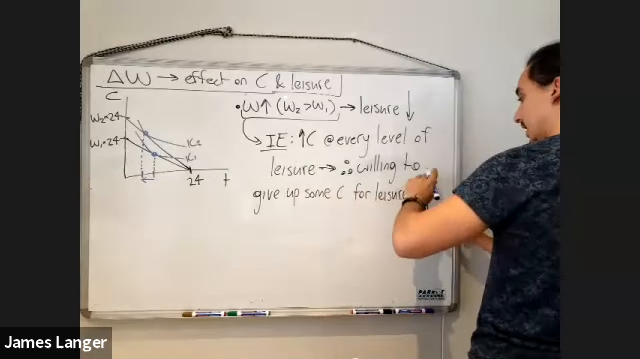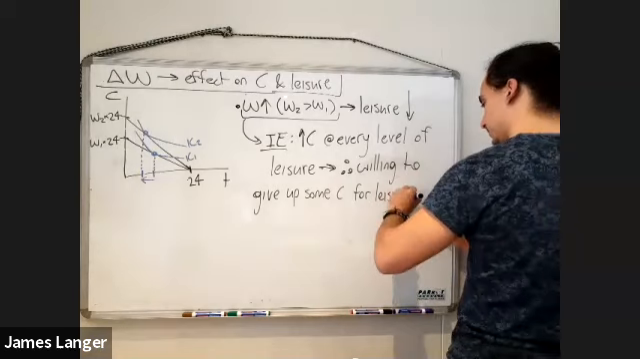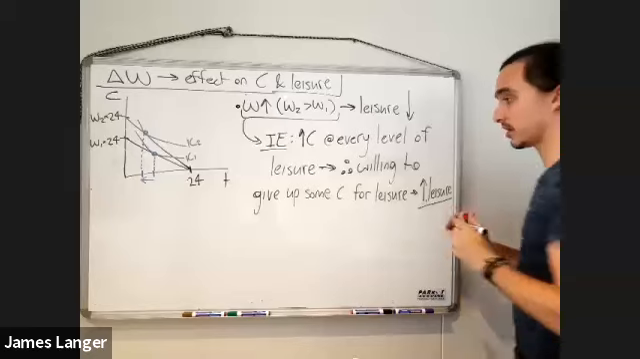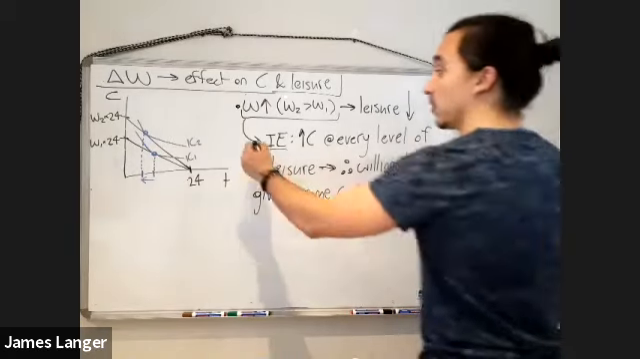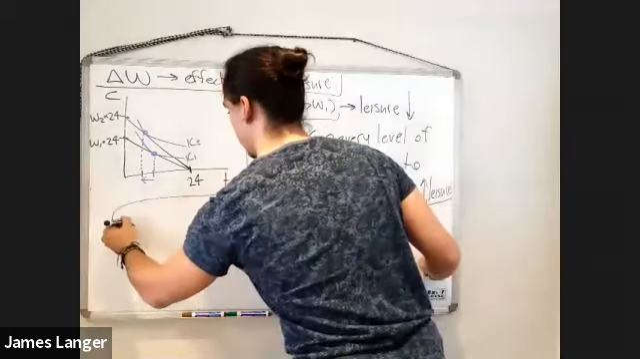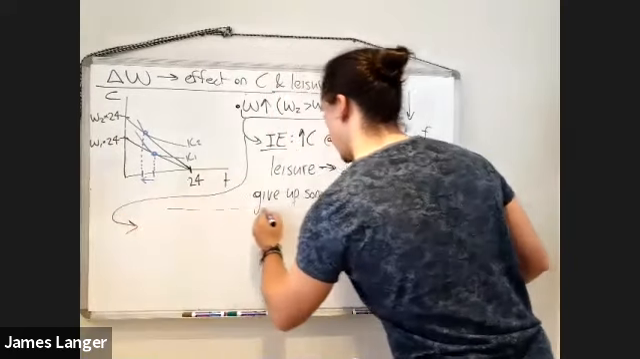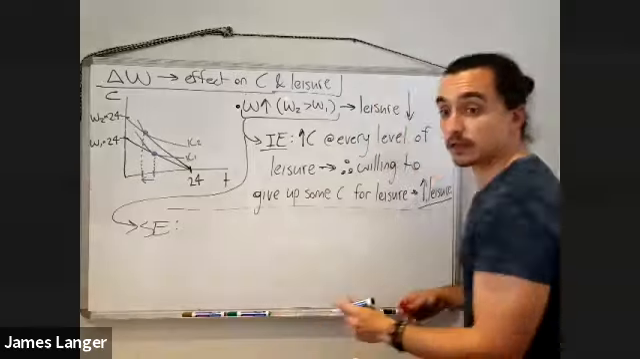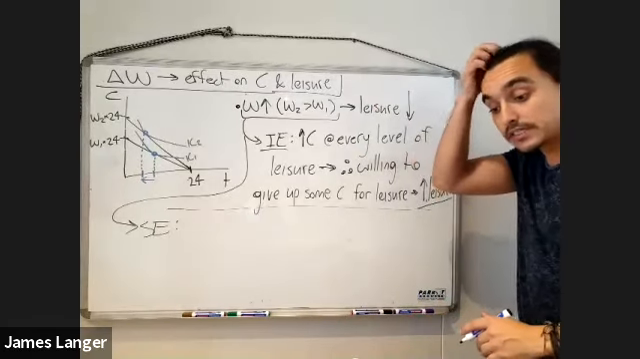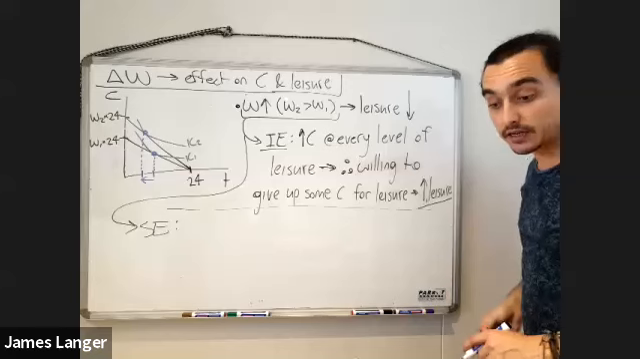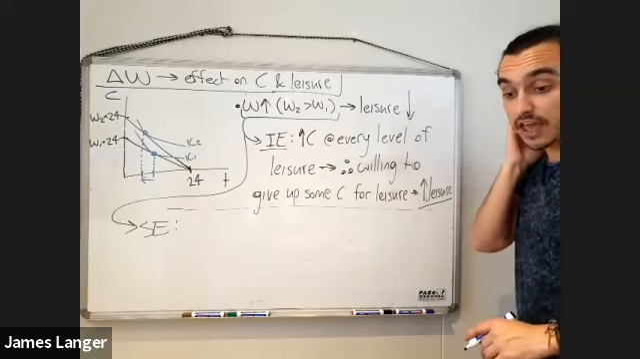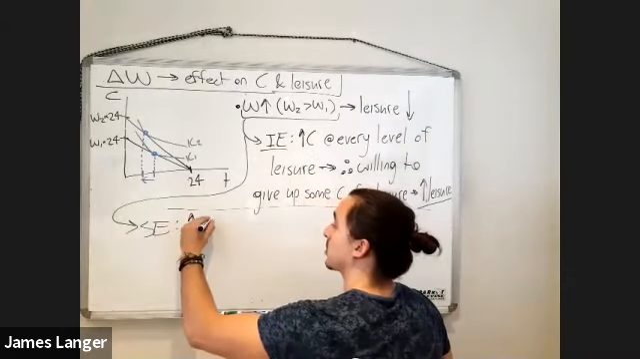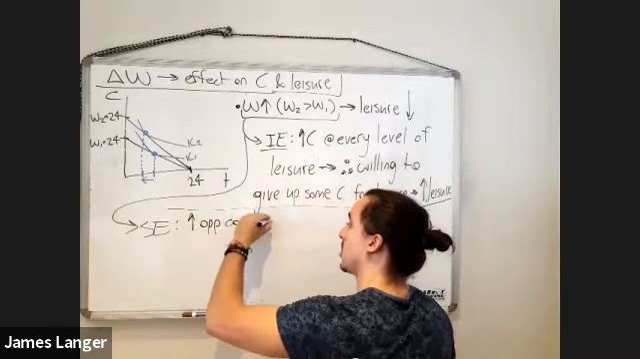So we see an increase in leisure, right? But there's another effect. Okay, the other effect is my substitution effect. And my substitution effect is saying that there's been an increase in the opportunity cost of leisure.